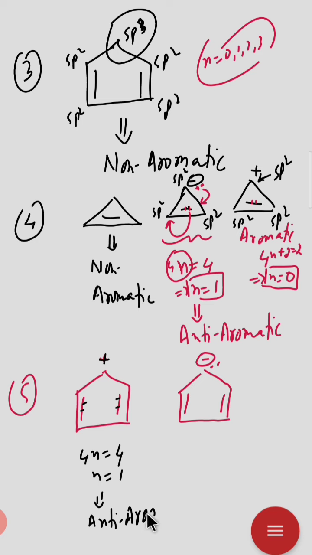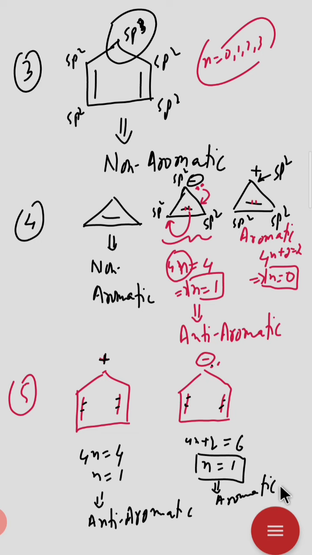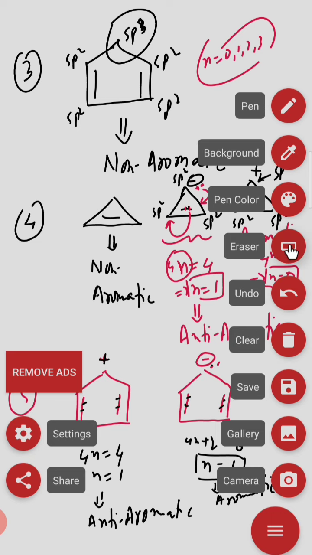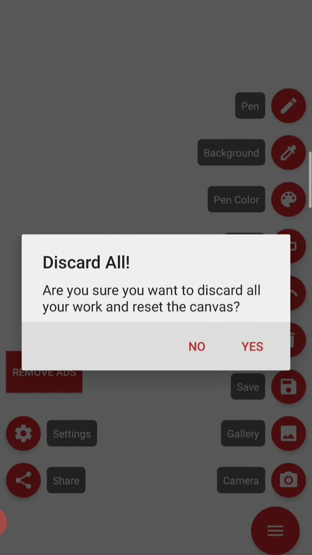So this compound is anti-aromatic. Now what about this one? There are 6 pi electrons here. Equating to 4n plus 2, the value of n comes out to be 1, so Hückel's rule is followed and this compound is aromatic. There you go. Let me go through some other examples.